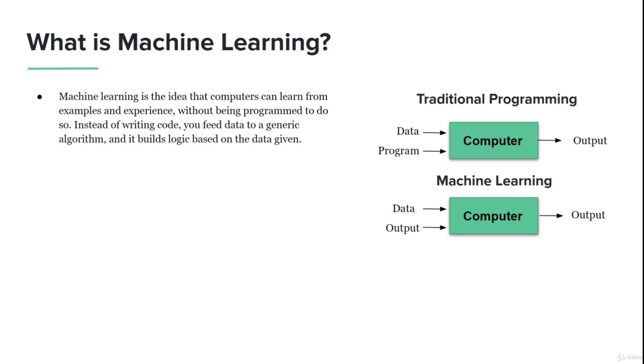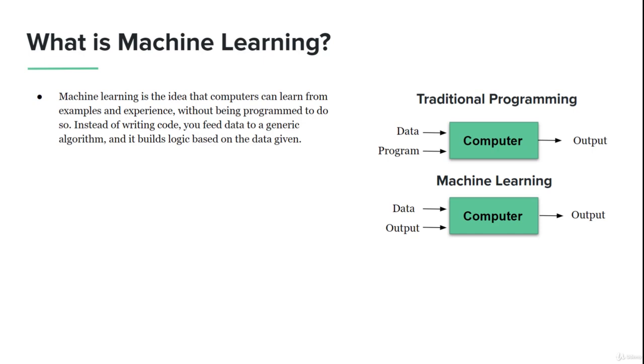So machine learning, just like I mentioned, is the idea that computers can learn from examples and experience without being explicitly programmed to do so. So instead of writing code, you feed data to a generic algorithm and it builds logic based on the data given. So you're putting together a specific machine learning algorithm, and you are programming it to do a certain task.